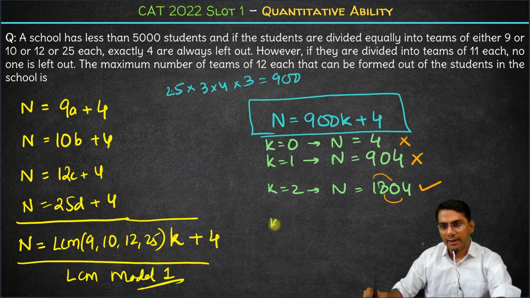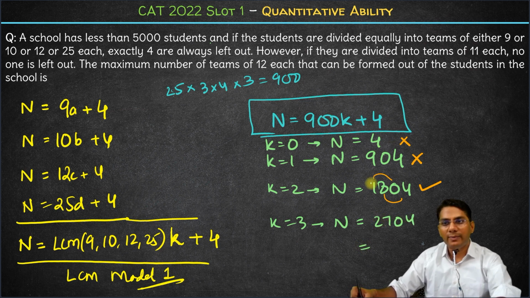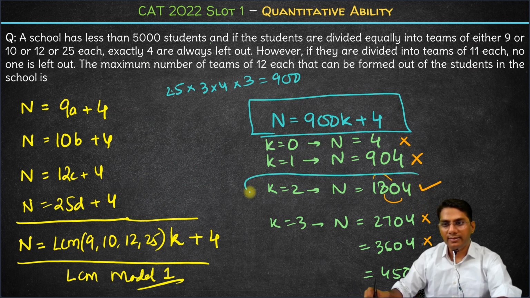Let's say if k is equal to 3, n comes out to be 27 plus 4, 2704. So n will keep increasing by 900. Next will be 3604, next will be 4504. And then the next value will be greater than 5,000, so we don't consider those values. And even for these three values, they are not divisible by 11. None of these is divisible by 11. The only value divisible by 11 is n equals 1804.